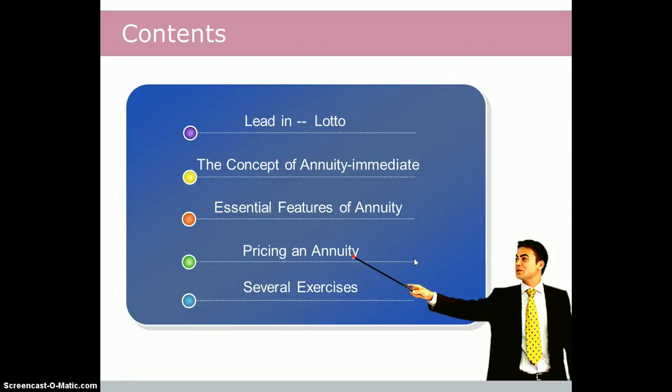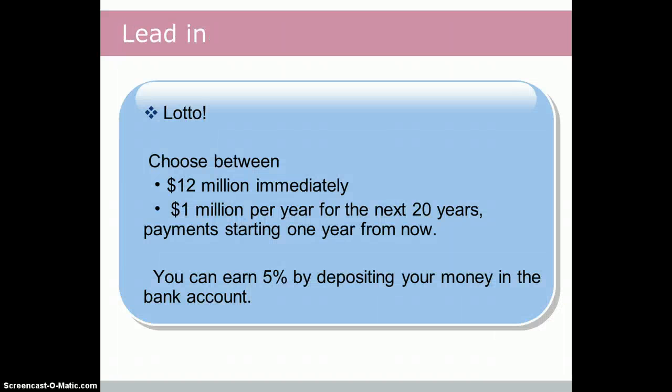The concept I'm going to explain today is the annuity immediate. You may not know what annuity is, so let me tell a story to lead you in. Imagine you won Lotto a few hours earlier. Here are two rewards from which you can choose. Reward A is to get $12 million immediately, and Reward B is to get $1 million per year for the next 20 years, payments starting 1 year from now.